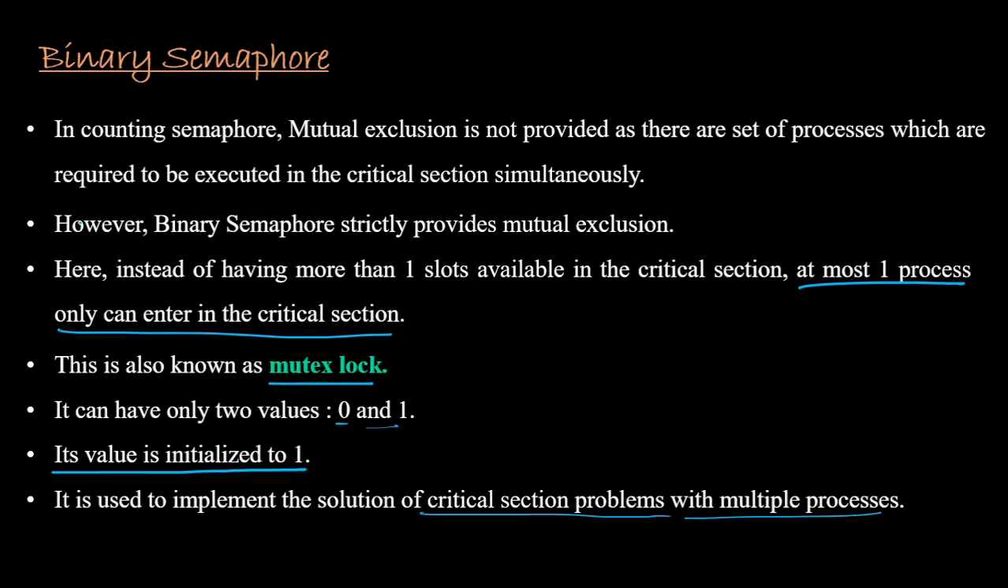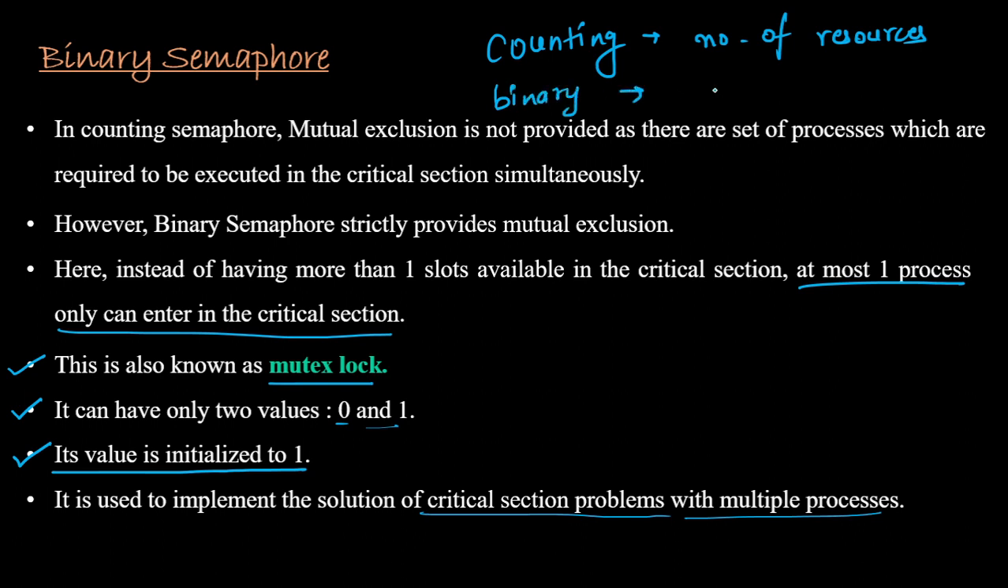तो क्या points ध्यान रखने हैं? पहला तो इसको हम म्यूटेक्स लॉक्स बोलते हैं. फिर इट हैज टू वैल्यूज ओनली 0 और 1. इट्स वैल्यू इज इनिशियलाइज्ड टू 1. काउंटिंग सेमाफोर में हाउ डू वी डिसाइड द इनिशियल वैल्यू? काउंटिंग सेमाफोर में इनिशियल वैल्यू इज डिसाइडेड बाय द नंबर ऑफ रिसोर्सेज, राइट. और बाइनरी में इट विल ऑलवेज बी 1. सो यू हैव टू रिमेंबर दिस कि इनिशियल वैल्यू कैसे डिसाइड की जाती है. ठीक है.